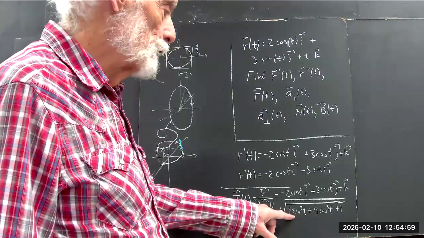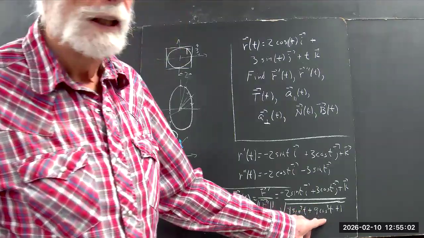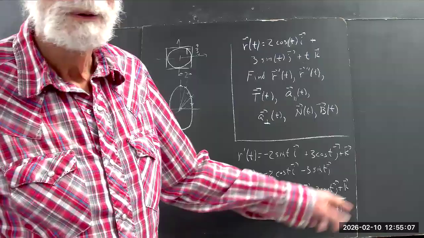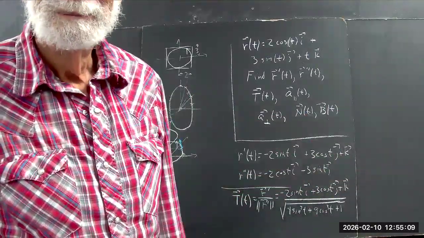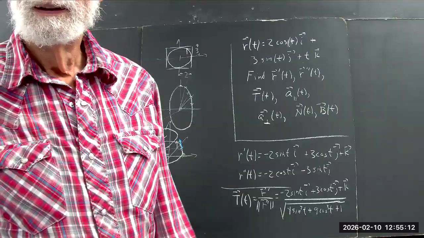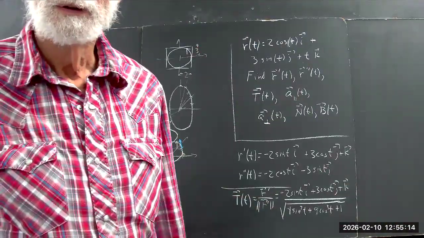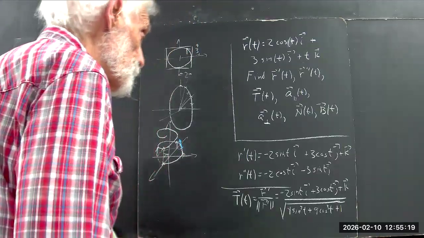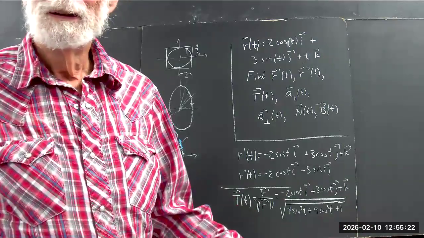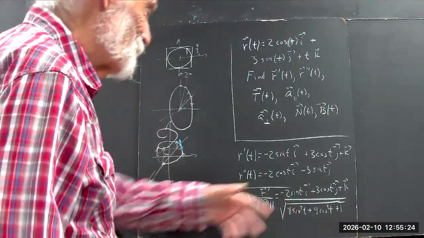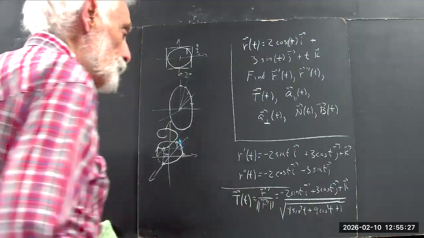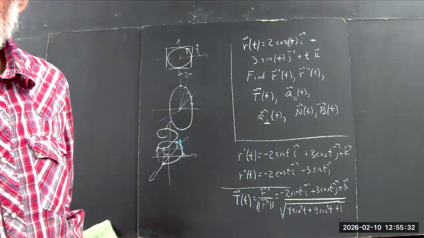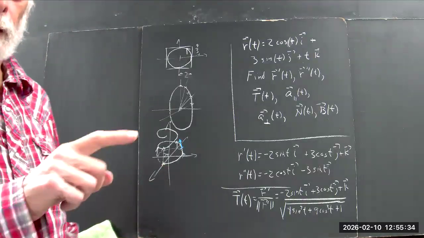because 4 of the 4 sine squares and 4 of the 9 cosine squares add up to 4, right? Sine squared plus cosine squared is the same thing as 1. Pythagorean identity. Something you should dream about in your sleep. You've used it so often. Maybe even dream about it when you're awake. Now, there we have it. That's your unit tangent vector. It looks a little complicated. It's a little hard to visualize, but not that hard. And that's going to be tangent to the curve at every point.